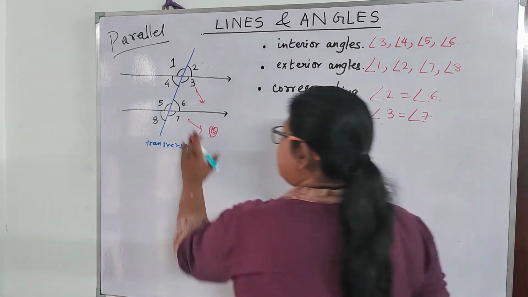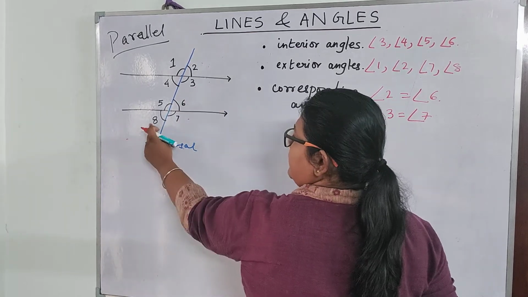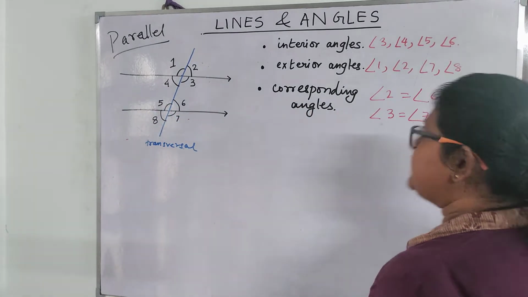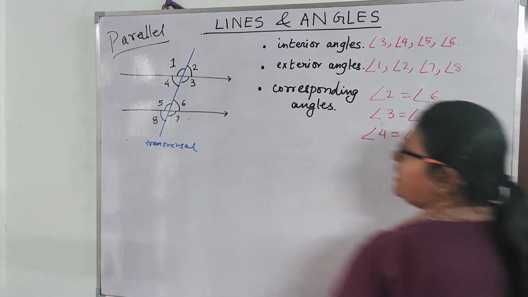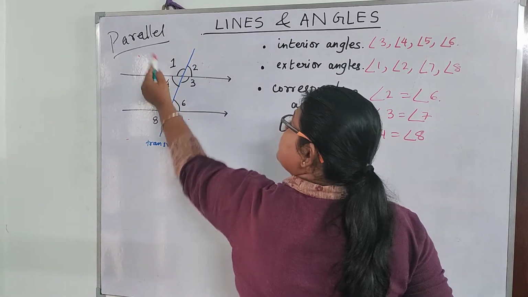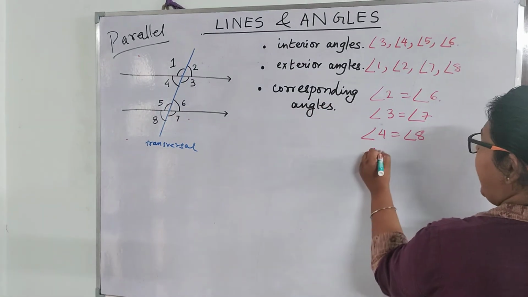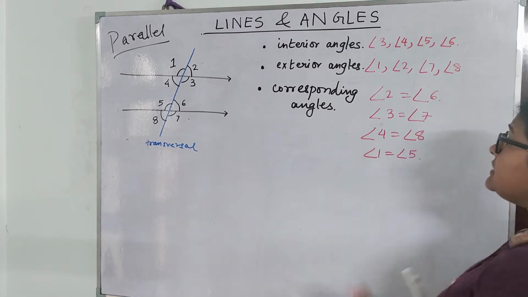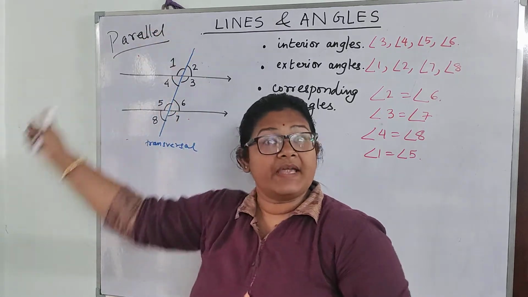Isn't it? Similarly, if I move the direction towards this particular point, angle 8 is looking downwards, angle 4 is looking downwards. So I can say angle 4 is equal to angle 8. And the last one, if I point at this point, angle 1 is looking towards the parallel, and angle 5 is looking towards the parallel. So I can say angle 1 is equal to angle 5. Corresponding angles: these angles are equal only in case of parallel lines.